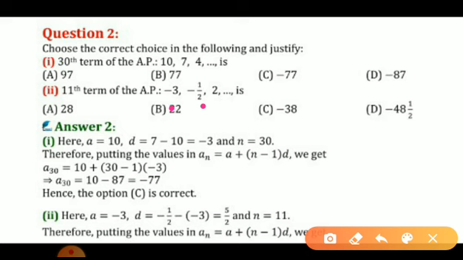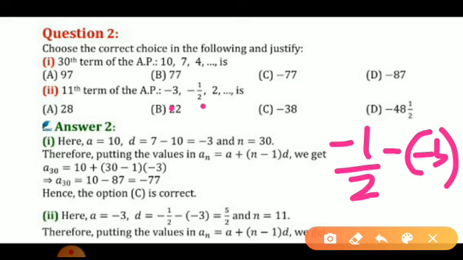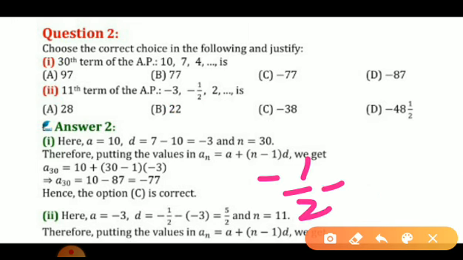So what is the second term? It is minus 1 by 2 minus of minus 3. That means it is minus 1 by 2 plus 3. What will I have there? It will be (minus 1 plus 6) by 2, so it will be 5 by 2. Clear? And hence the value of d I'll be getting as 5 by 2. Since we need to find the 11th term, n is equal to 11. Hope this is clear.